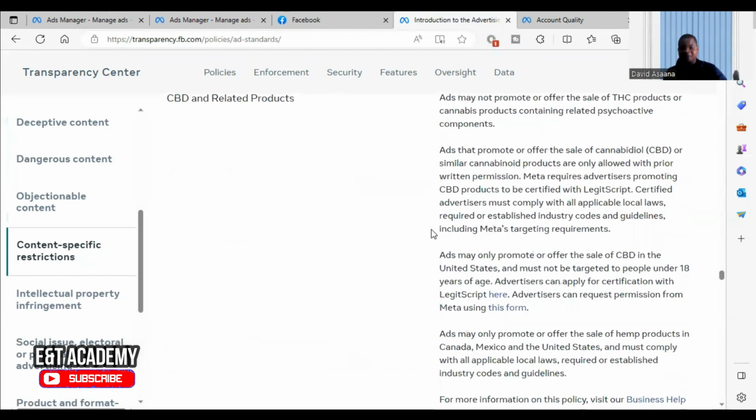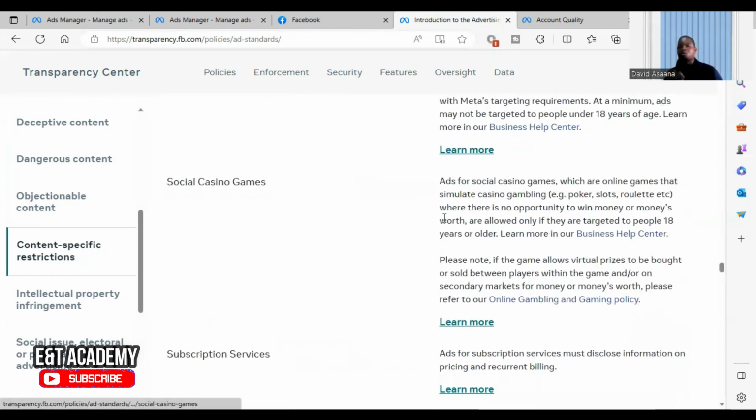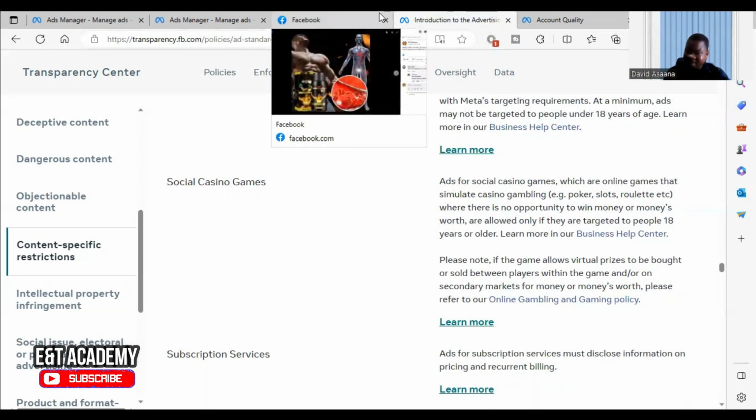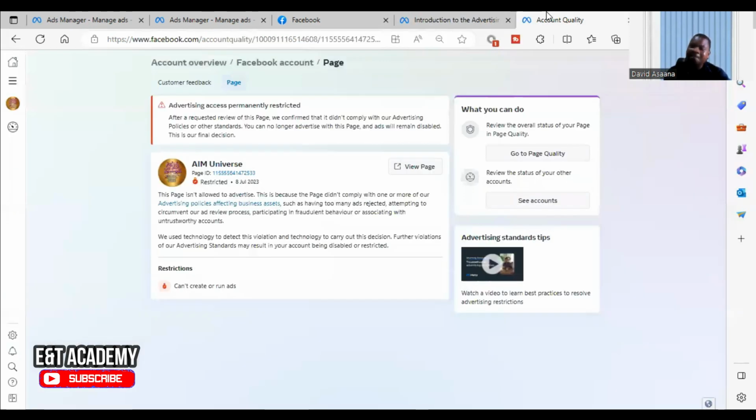In fact, there are many of them. I will advise you to take time and go through all these policies in detail, so that Facebook won't say that you are violating their policies. If you violate a policy, there is no forgiveness. It will be a permanent restriction.